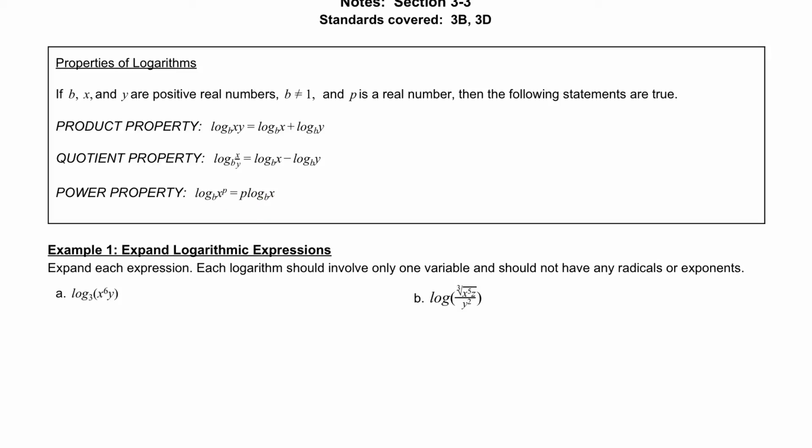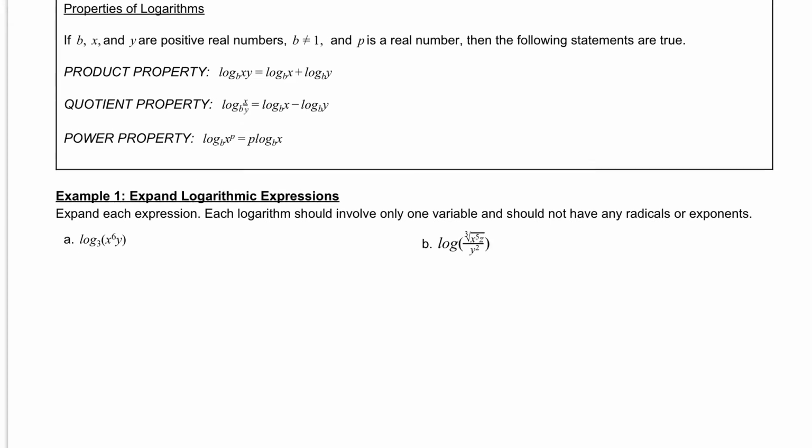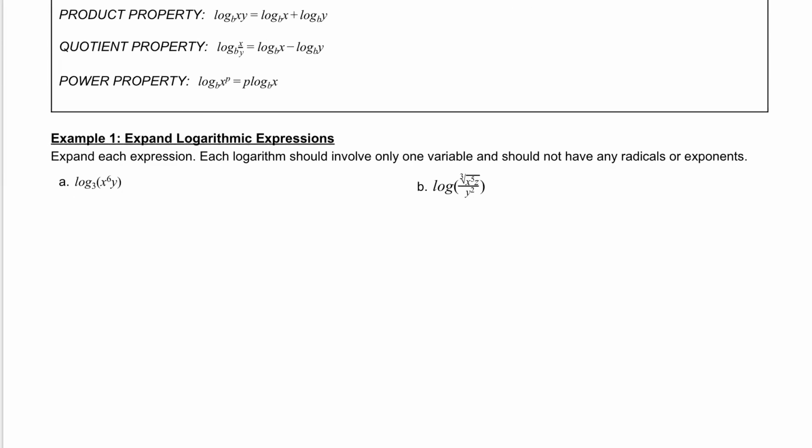So let's take a look at example 1. What we're going to do is expand these logarithms using these properties up on the top. The directions say expand each expression. Each logarithm should involve only one variable and should not have any radicals or exponents.